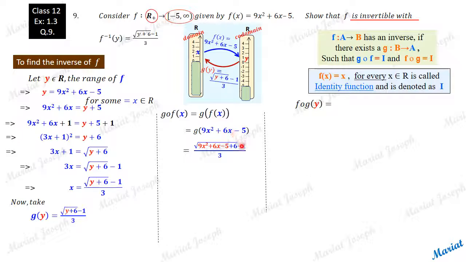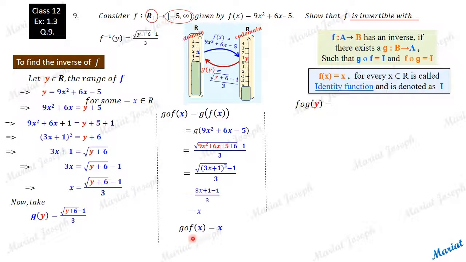Let's simplify it further. Plus 6 minus 5 is plus 1. Inside the root it is plus 1. So 9x square plus 6x plus 1. Oh, this is that same perfect square, 3x plus 1 whole square. Under the root, 3x plus 1 whole square is 3x plus 1. So 3x plus 1 minus 1 upon 3. That makes it 3x by 3. It is equal to x. So GOF of x is equal to x.